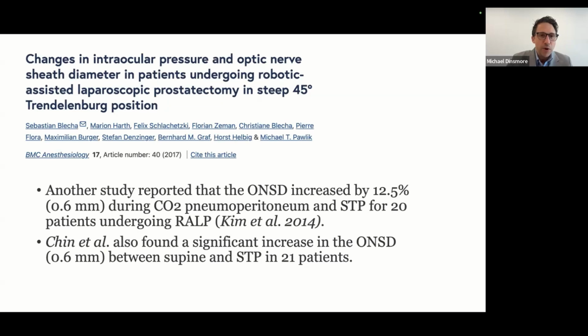during radical robotic prostatectomies, where they're in steep Trendelenburg, we actually do see changes over time. This group showed an increase of 0.6 millimeters during the radical robot-assisted prostatectomies. And again, this is something you can use in the OR to see how the patient's cerebral pressures change after a 4 or 5 hour surgery in that position.